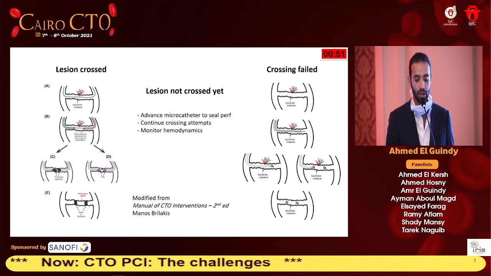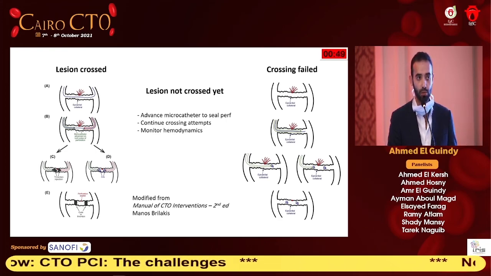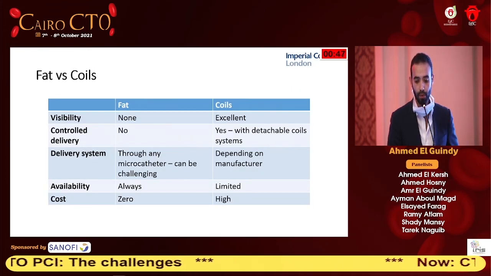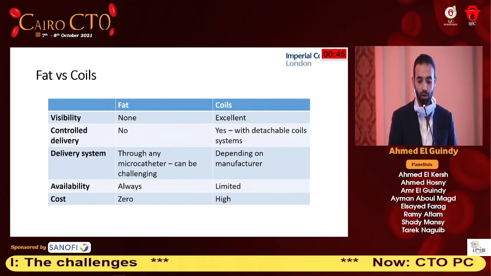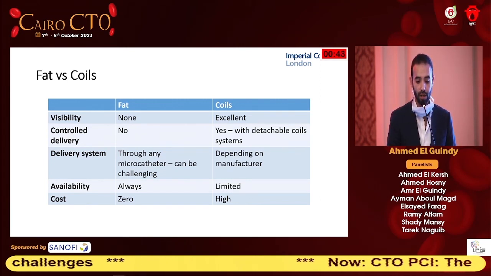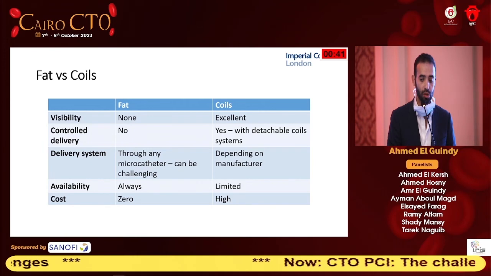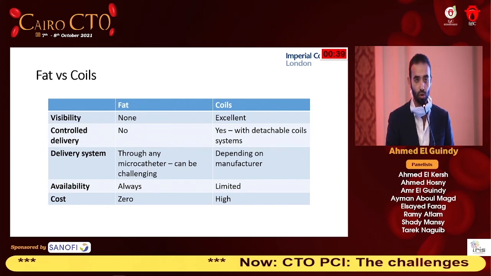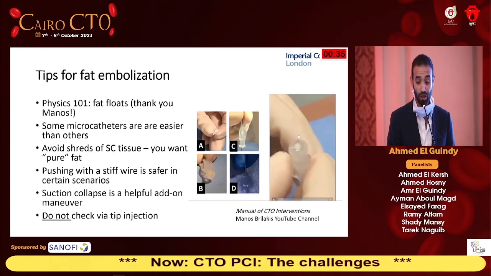The important thing is you want to block them from both ends because they can bleed from either side. Fat versus coils. Fat is universally available. Problem is you don't see it. The delivery is not as controlled as detachable coils, and they are occasionally very challenging to get in.